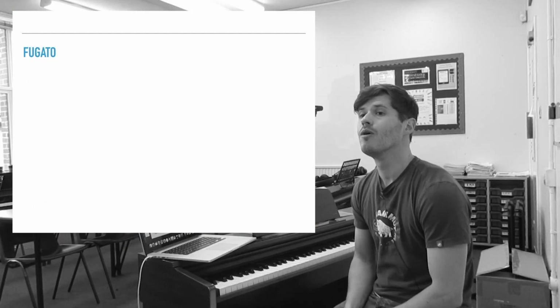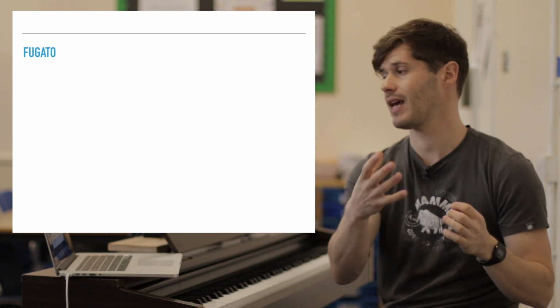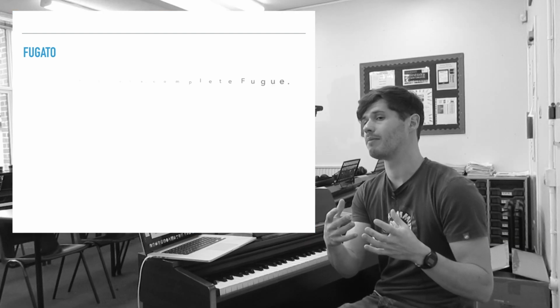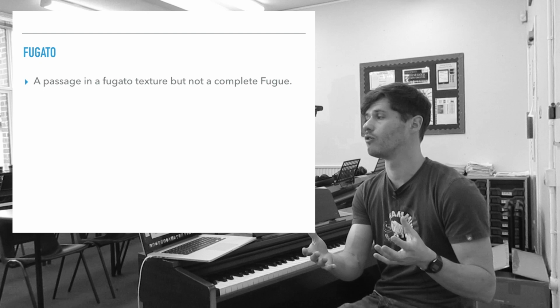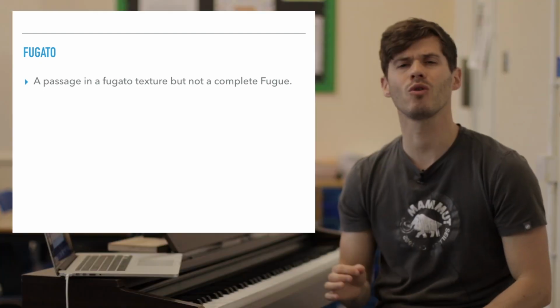So fugato. Well, remember that this piece is in a fugal style. At least at the beginning it is. It would be wrong to say that the whole piece is a fugue because it doesn't actually follow the structure of a fugue all the way through. But the opening few bars does open in the same way as a fugue would open. And so we say that the texture of the opening passage is fugato or fugal, while the overall piece isn't a fugue. So what is a fugue?